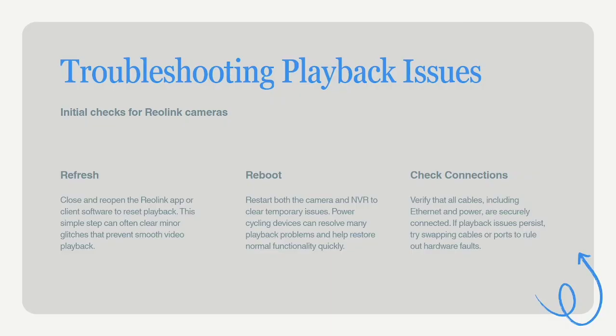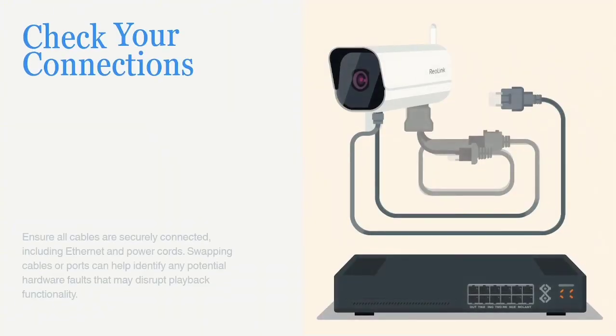In the live view, you can switch between Fluent and then Clear stream modes before trying Playback again, and ensure that your Reolink app or client itself and the camera firmware are at the latest versions.